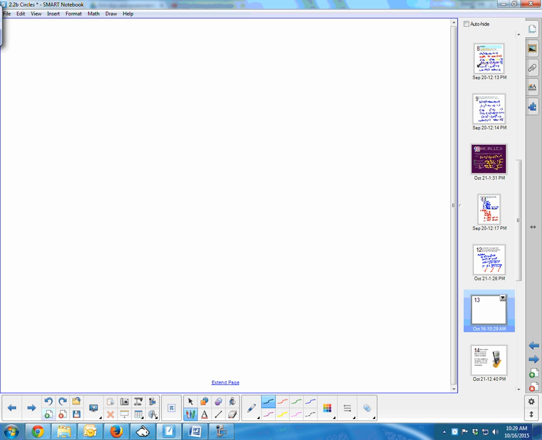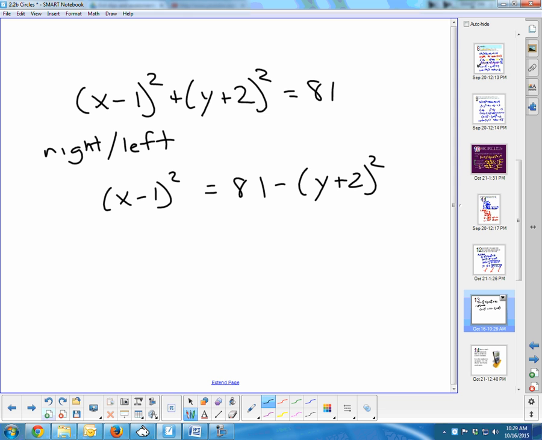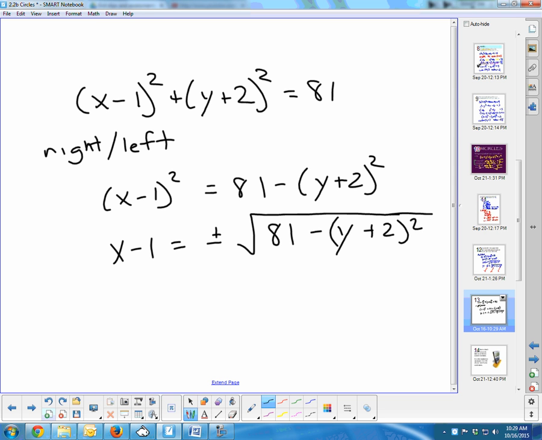All right, so if you're back, remember the equation was x minus 1 squared plus y plus 2 squared equals 81. And if I'm going to go right and left semicircles, I'm going to solve for x. I'm going to start by moving all of my y's to the other side without expanding or simplifying, so I can retain the 2 as my y coordinate of the center. I'm going to take the square root of both sides. And then I'm going to add 1 to both sides.